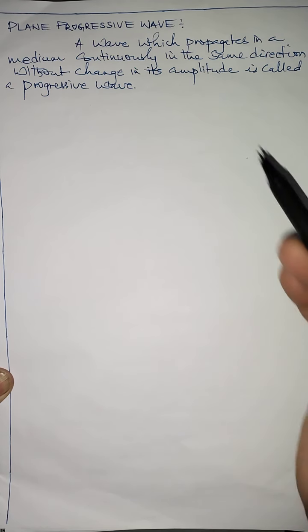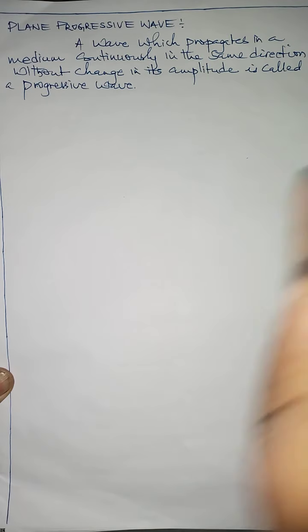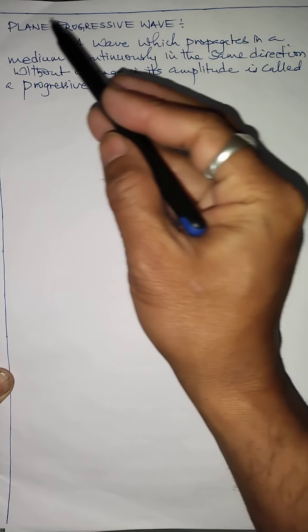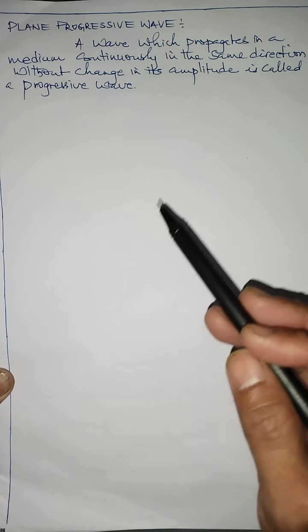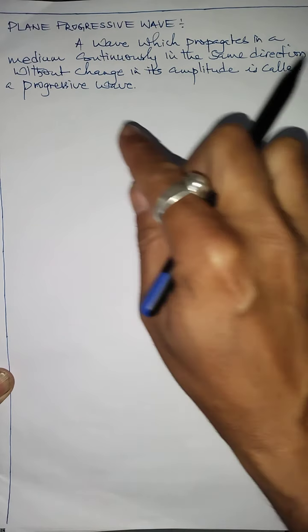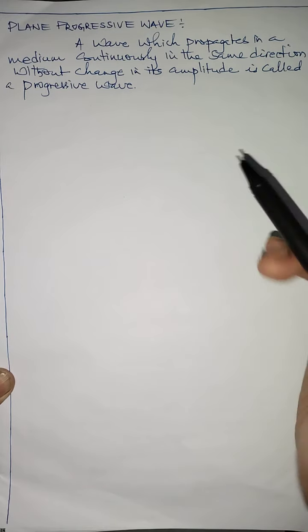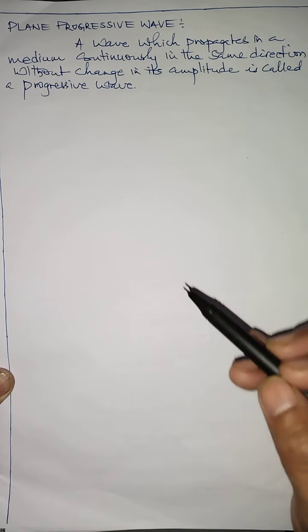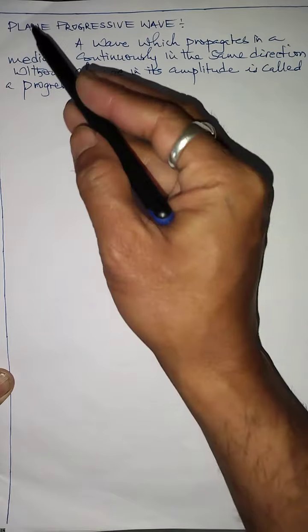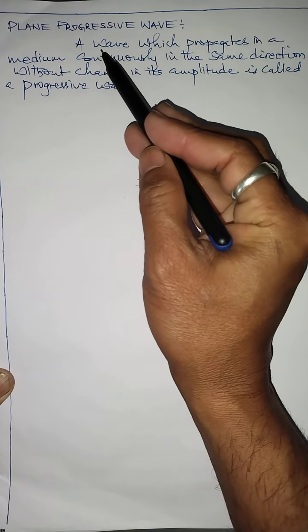Now, progressive means to go in one direction, to progress in one direction. Plane basically means two dimension. So when a wave originates from a source, the particle which vibrates always vibrates in what dimension? Two dimension. And two dimension is always a what? Plane.